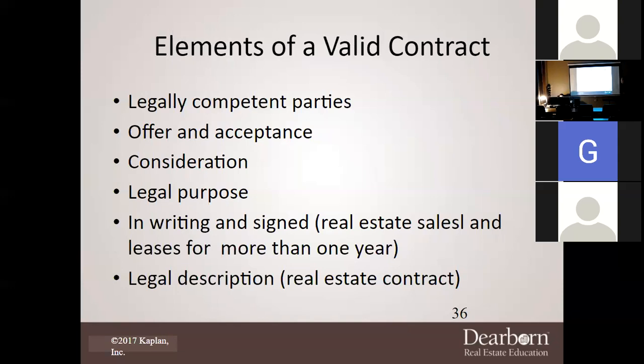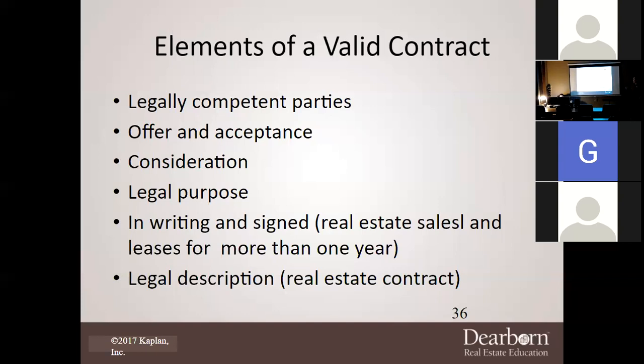Now, the elements of a valid contract, as we talked about earlier, I put them back up here for you. Number one, it has to be legally competent parties. So the only people that can be incompetent are minors, right? Who else can be incompetent? Elderly people. Mentally disabled. Anyone that is classified by a court order can be incompetent. So you have to be very careful.